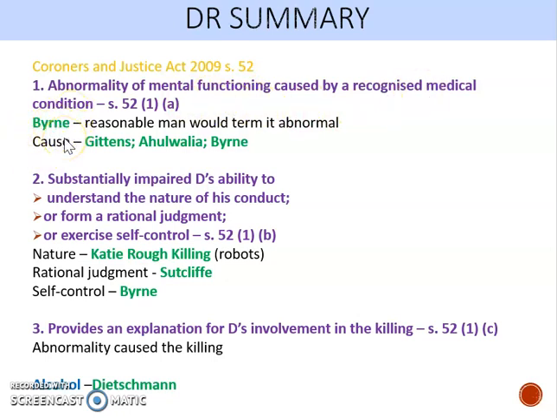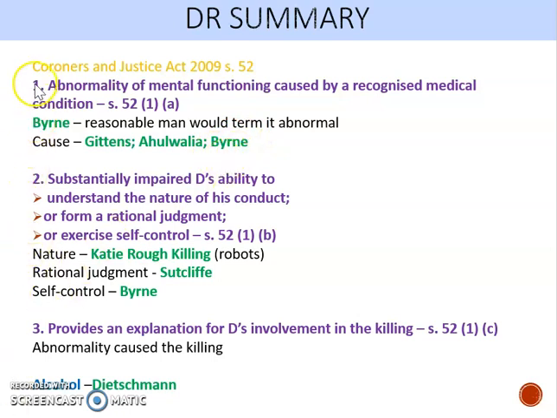Students sometimes, when they're applying the law, just say, oh, she's got depression, that's recognised, she can have DR. But you must, when you're applying the law, say there has to be an abnormality of mental functioning which was caused by that medical condition. So in the case of Byrne it was said that an abnormality of mind is a state of mind so different from the reasonable man that the reasonable man would term it abnormal. Typical recognised medical conditions you're going to come across in scenarios are things like depression, Gittins, battered woman syndrome, and sexual psychopathy in Byrne.